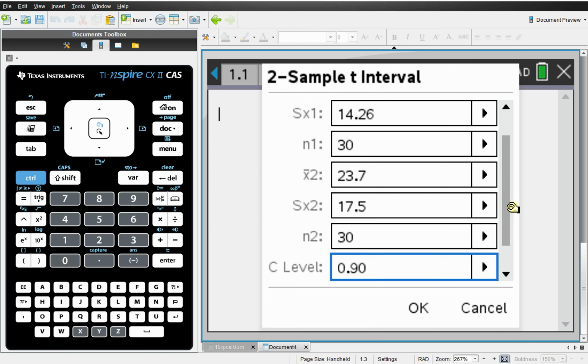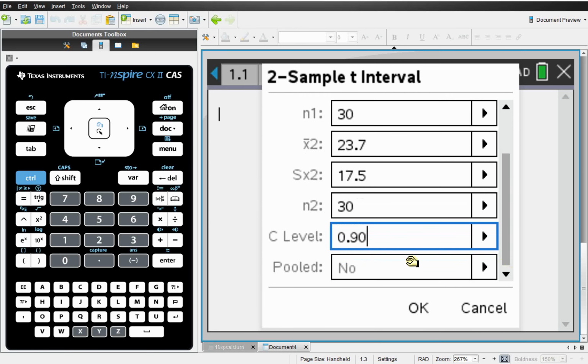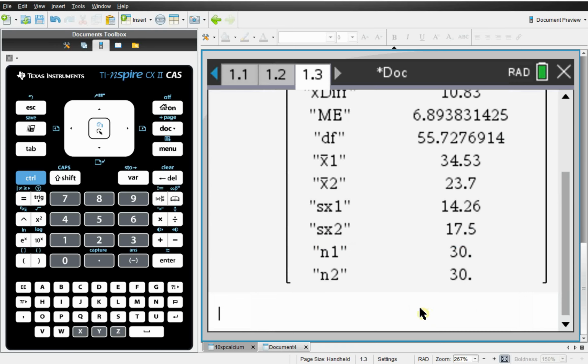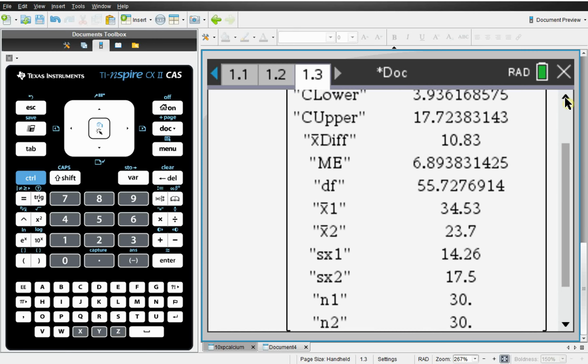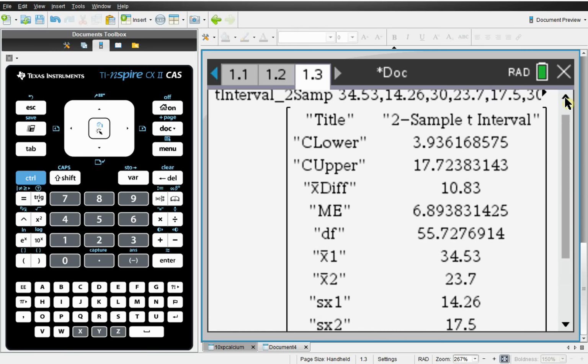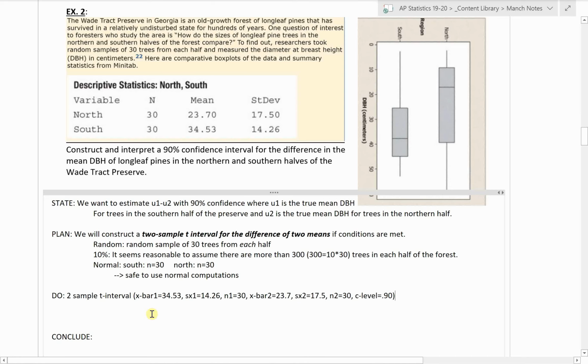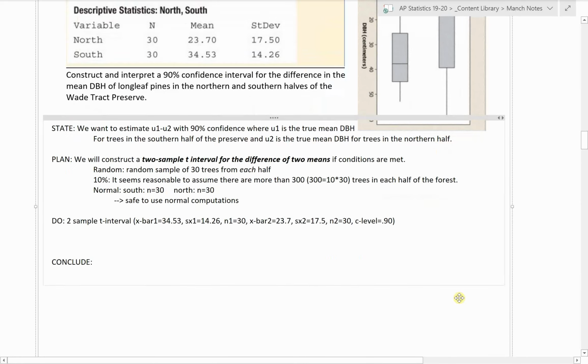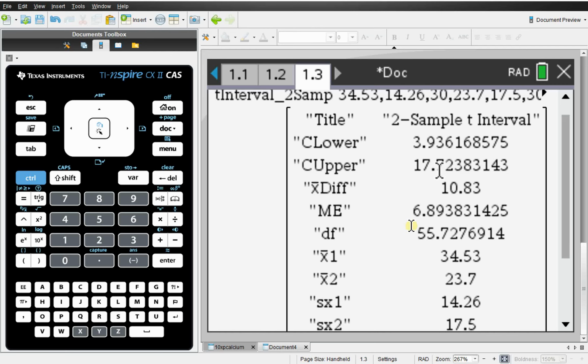Once we have everything entered in carefully, we're not going to pull the data here. Don't worry about that. You're never going to need to change that. We can go ahead and execute the test and find our confidence interval. Okay, there's a lot of information here, but all we really care about for reporting purposes are the degrees of freedom and the interval itself. We saw, this is a little bit strange here, the degrees of freedom was 55.73.